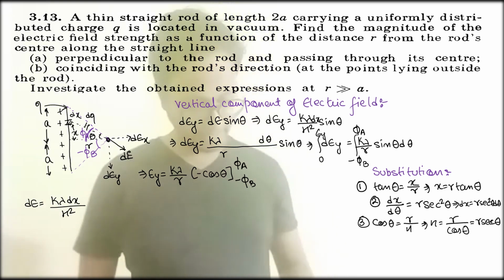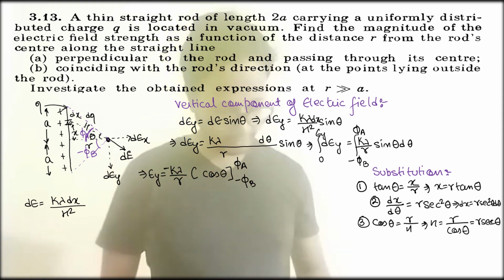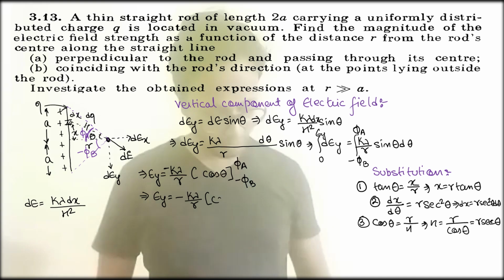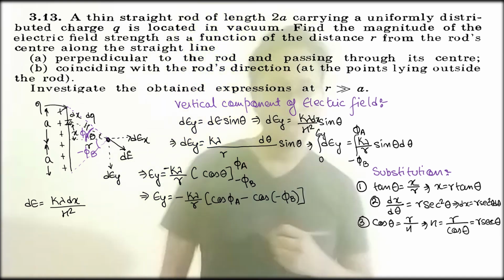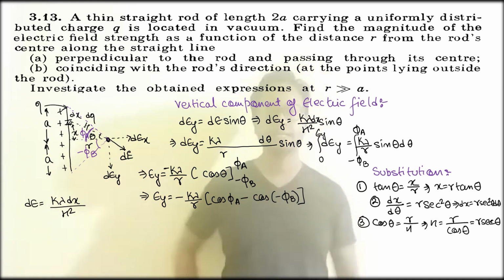Now, can I bring this minus outside? Of course I can. So Ey is nothing but minus k lambda by r into cos of phi a minus cos of minus phi b. What is the value of cos of minus theta? The value of cos of minus theta is nothing but cos theta only.